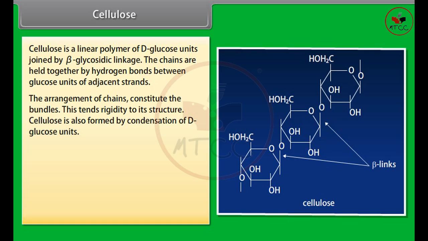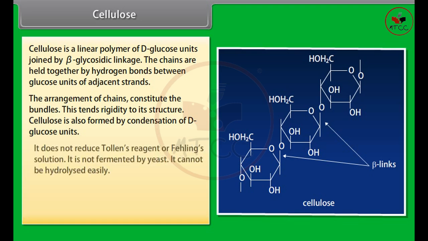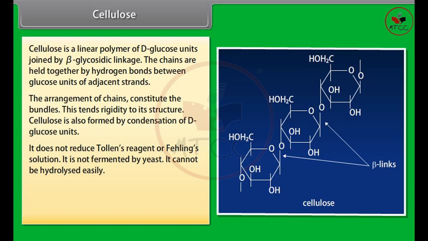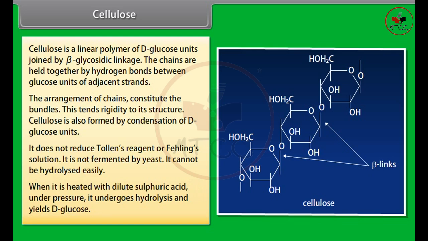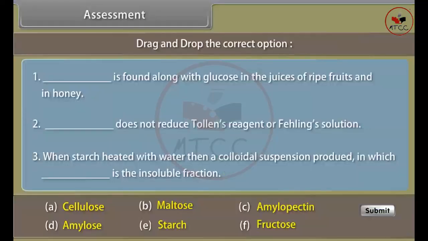Cellulose is also formed by condensation of D-glucose units. It does not reduce Tollens' reagent or Fehling's solution. It is not fermented by yeast. It cannot be hydrolyzed easily. When it is heated with dilute sulfuric acid under pressure, it undergoes hydrolysis and yields D-glucose.